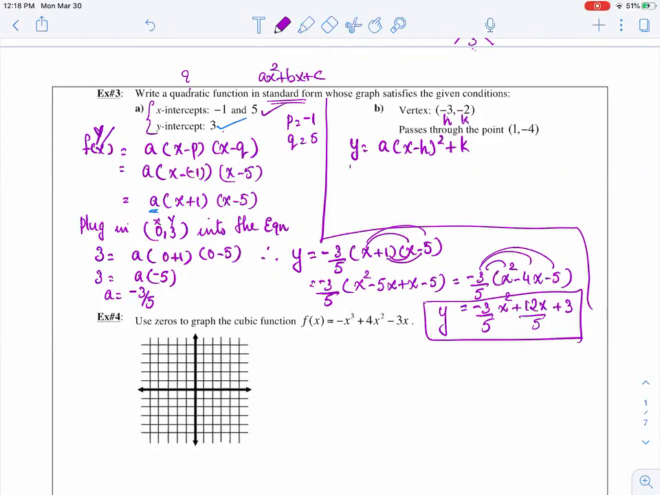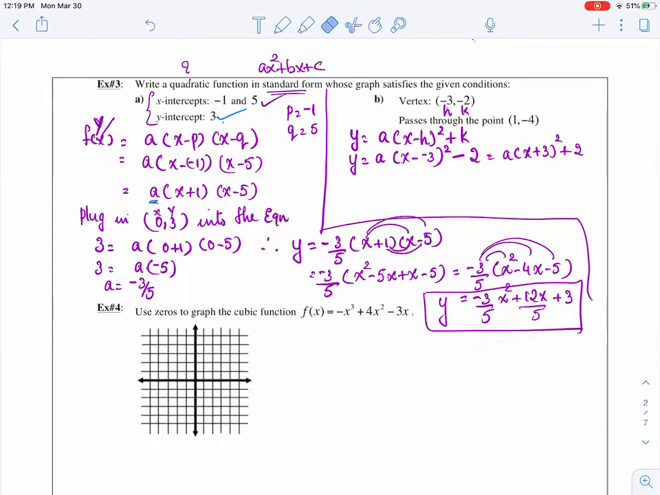Substitute into the function. So you have y is equal to a parentheses x minus minus 3 squared minus 2 because k is -2, which is a parentheses x plus 3 quantity square plus 2. Oh, sorry, not plus 2, minus 2. All right. Are we done?